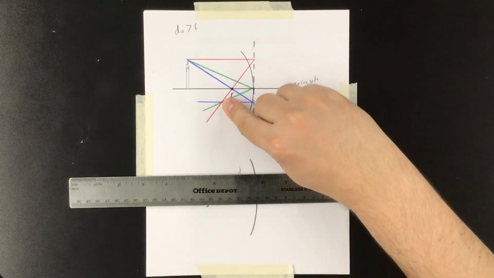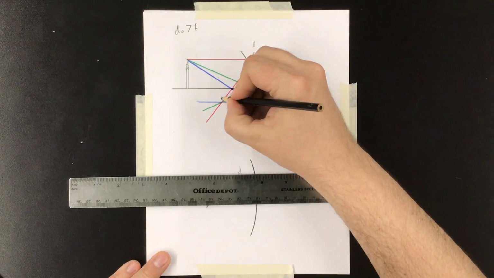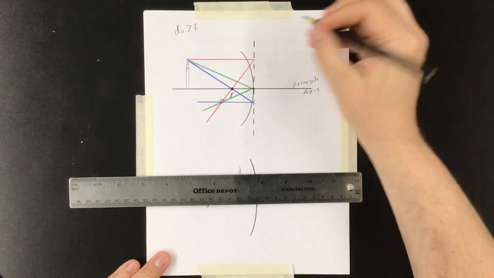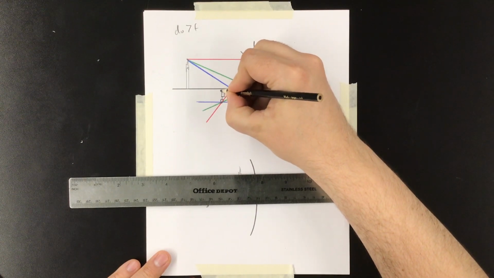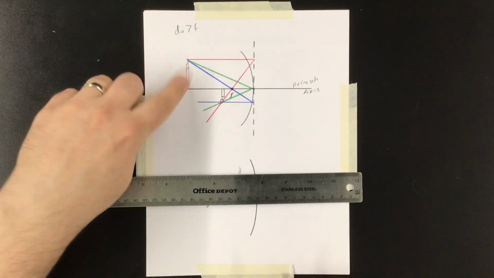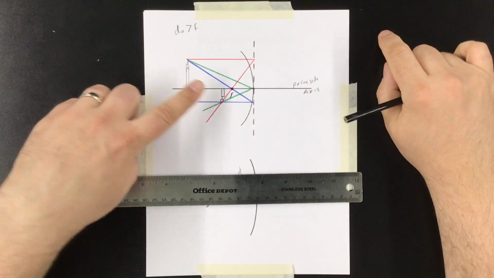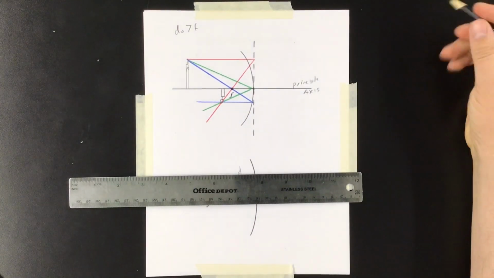This convergence point shows me where the candle flame is. The base of the candle is on the principal axis, which is why, for the case where the object is somewhere bigger than the focal length, the image that's produced is inverted, or upside down.